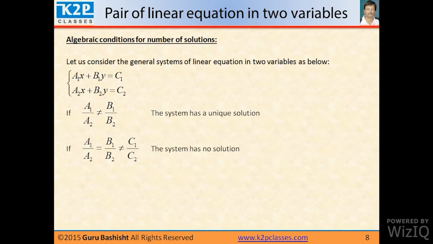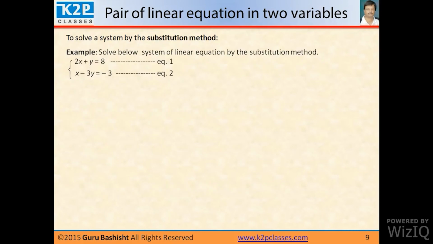To solve a system of linear equations in two variables by the substitution method. Solve the below system of linear equations by the substitution method: 2x + y = 8 and 3x - 3y = -3. Select any one equation and solve for any one variable in terms of the other.